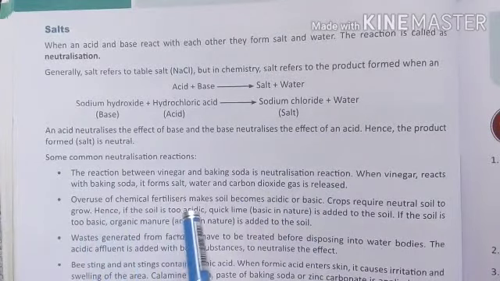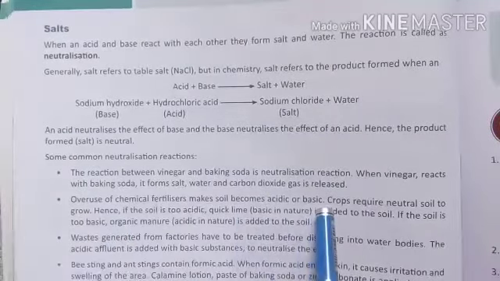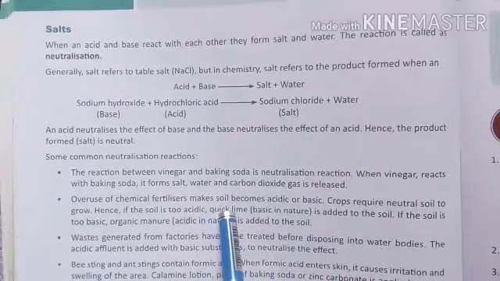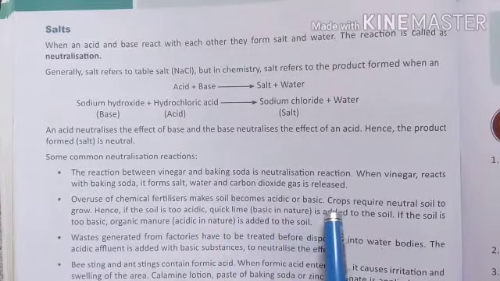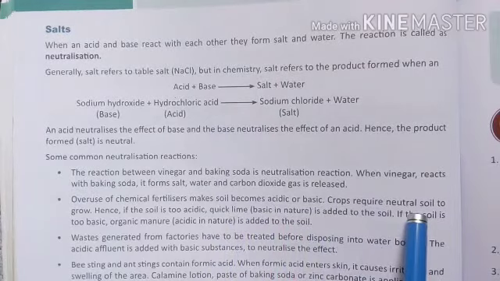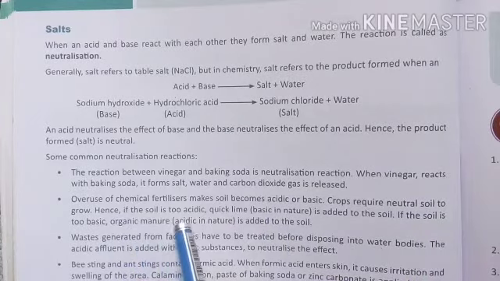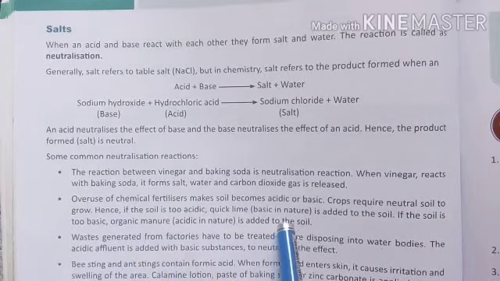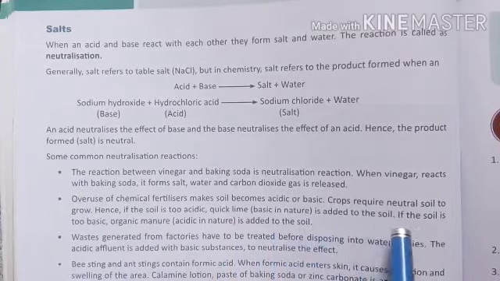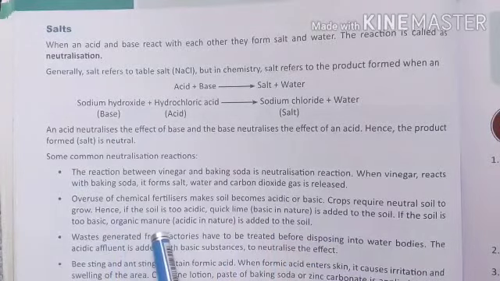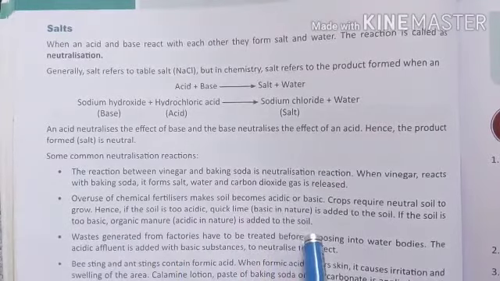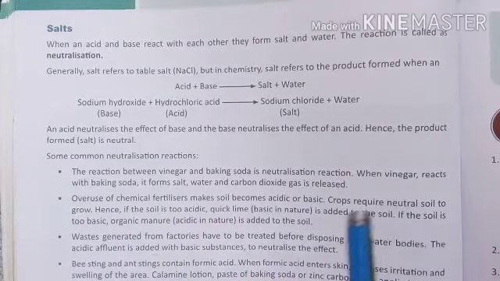Overuse of chemical fertilizer makes the soil become acidic or basic. If we use too many chemicals, our soil can become acidic or basic. Crops require neutral soil to grow. Hence, if the soil is too acidic, quick lime, which is basic in nature, is added to the soil. If the soil is too basic, organic manure, which is acidic in nature, is added, so that the soil will be neutral in nature.